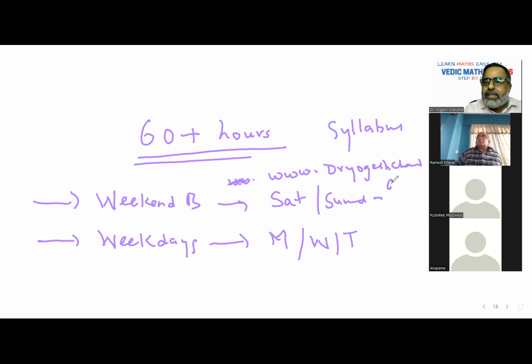Now, Saturday, Sunday, 6 to 8 p.m. means 2 hours in a day. So you are investing 4 hours in 1 week. So weekend batch of 2 hours a day will take 15 weeks to complete.